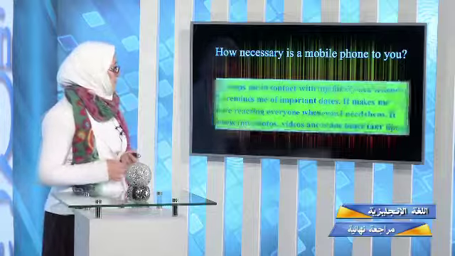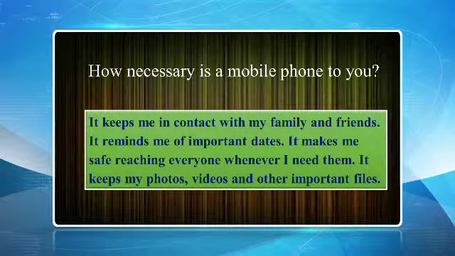And a good answer to this question would be, it keeps me in contact with my family and friends. It reminds me of important dates. It makes me safe, reaching everyone whenever I need them. It keeps my photos, videos, and other important files. And as you can see, there are so many functions of a mobile phone. This is why it has become indispensable, which means that we cannot do without it. We need it on an hourly basis for all of these reasons and so much more. We need it to contact friends, to save dates, to save photos, videos, and very important things that we need.